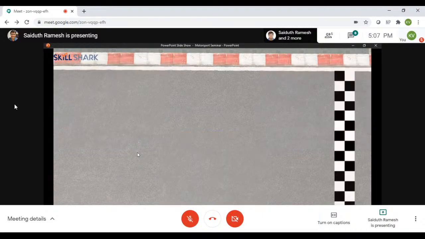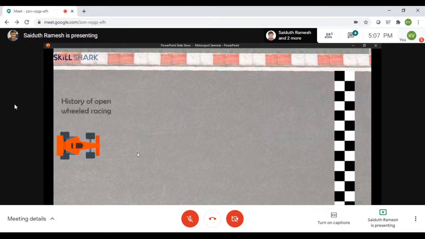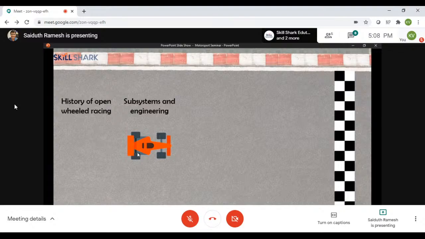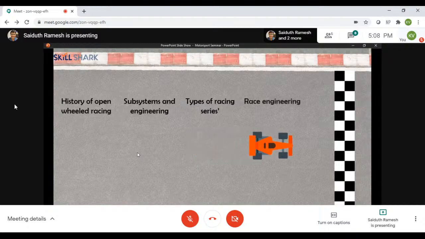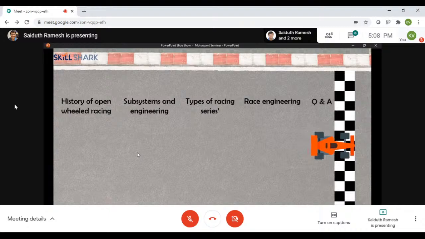So let's start off with what we'll cover today. As I told you, we'll go through a brief history of open wheel racing. After that, I'll give you an overview of the subsystems and the engineering involved. We'll go through some of the different types of racing series. Then we'll go through the race engineering session if we have time, and I'll show you a few extra videos if time permits. Finally, we'll conclude with a question answer session. Hopefully, we can wrap this up by 6 p.m. IST, and then we can have about 15-20 minutes of question answers.